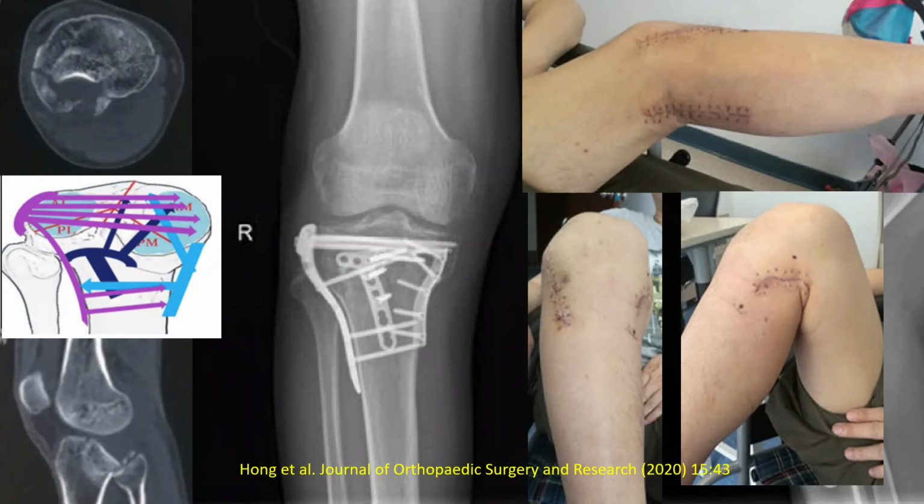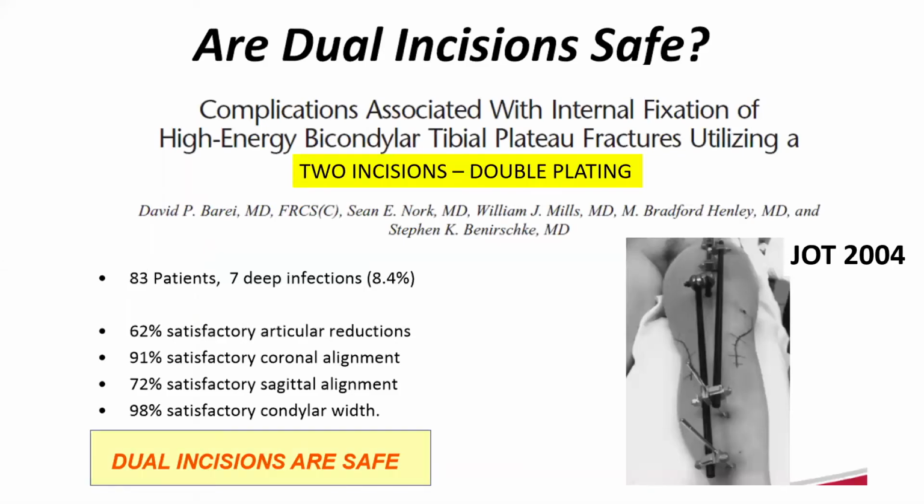This could happen via the standard dual approach that we usually utilize. For more than 15 years now, it has been proven to be safe, as long as you choose the timing, your technique is friendly to the soft tissues, and you have a good spacing between your incisions. So it is quite safe as far as the soft tissues.